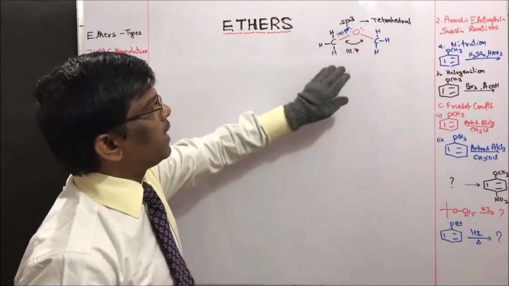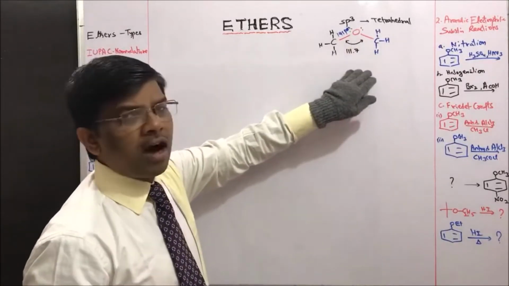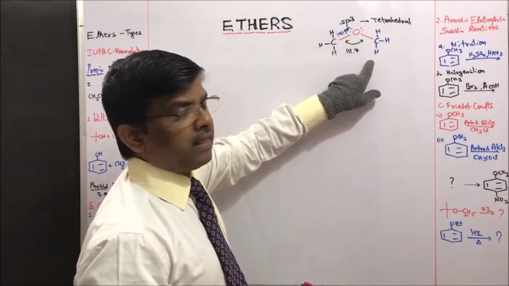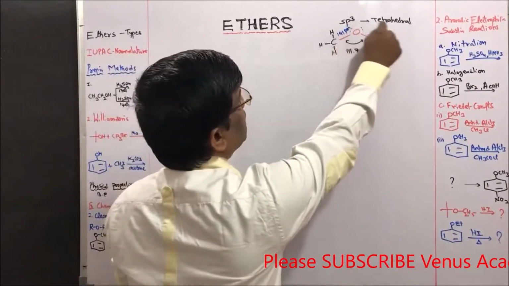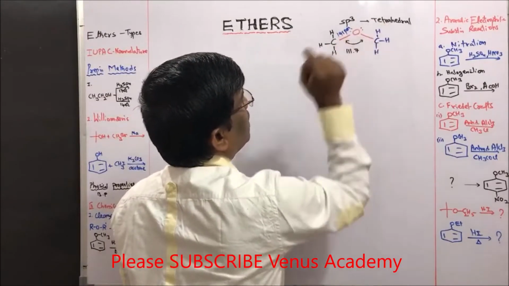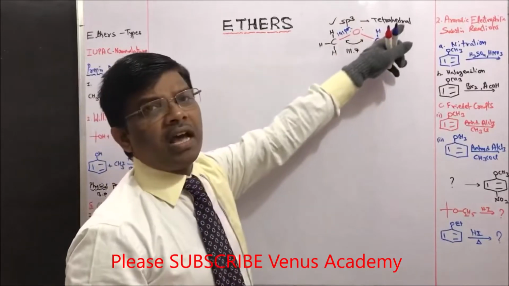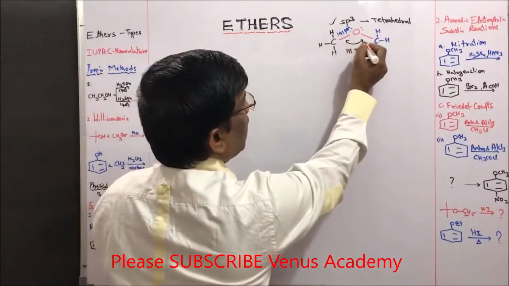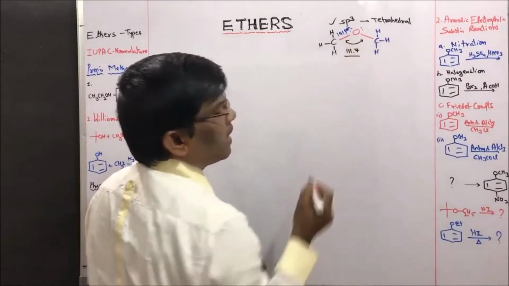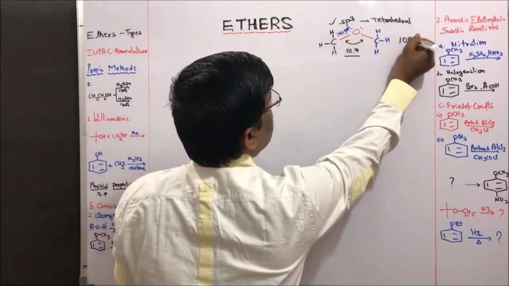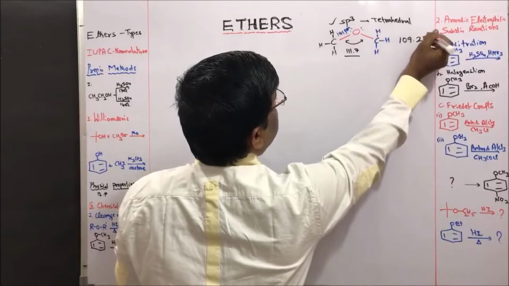For example, if I take dimethyl ether or methoxymethane, this is a symmetrical ether which is having sp3 hybridization of this oxygen, and the shape of this molecule is tetrahedral, and the bond angle is a little higher than the usual tetrahedral. The usual tetrahedral bond angle is 109 degrees 28 minutes.